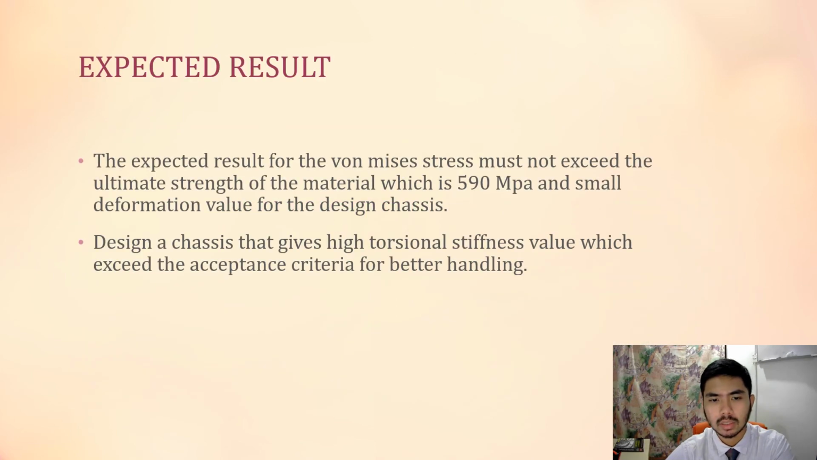So my expected result is the design, the von Mises stress, must not exceed the ultimate strength of the material, which is 590 megapascal, and a small deformation value for the designed chassis. Secondly, design a chassis that gives a high torsional stiffness value, which exceeds the acceptance criteria for better handling of the vehicle.